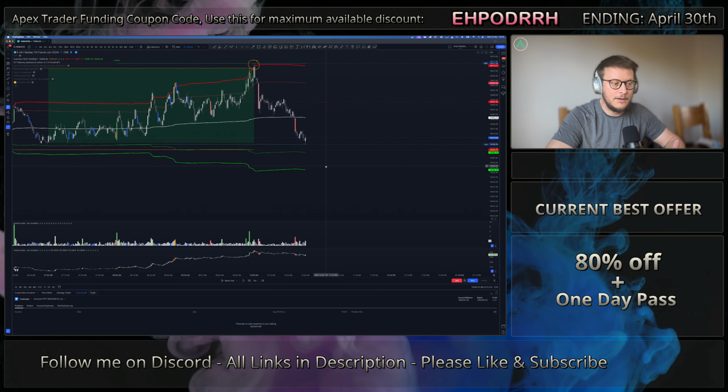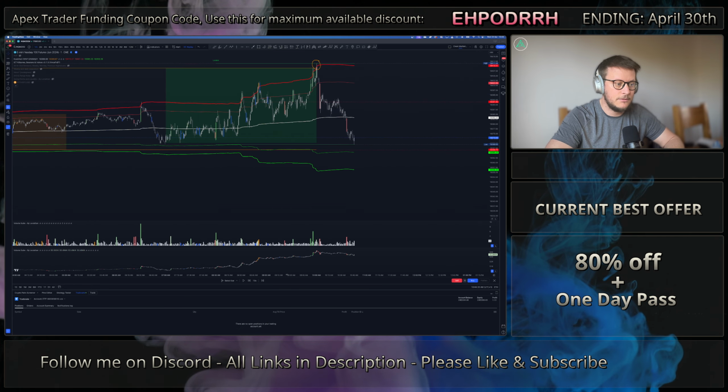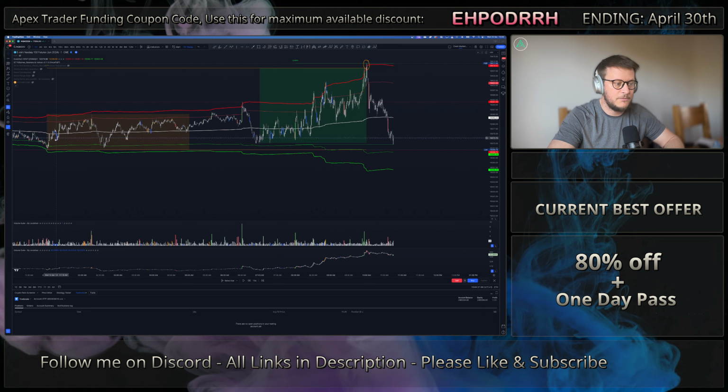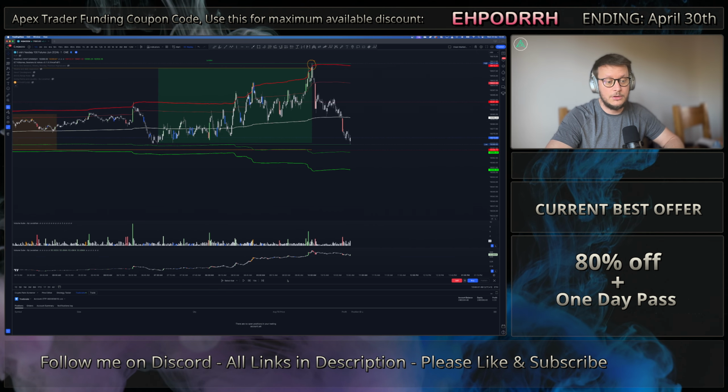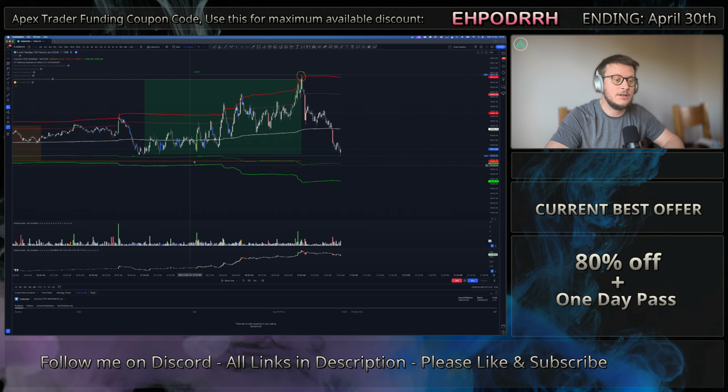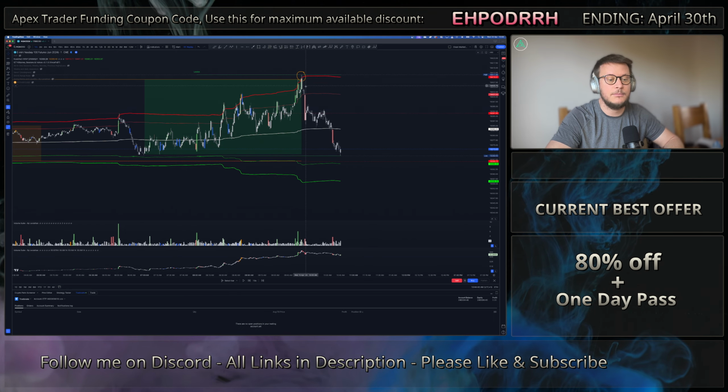But we've also got to be mindful of the fact that it's consolidated for a while, Asia. You can see Asia's very much consolidated. So what London likes to do is manipulate first, right? It likes to hold, it likes to take the liquidity and then really drive down.